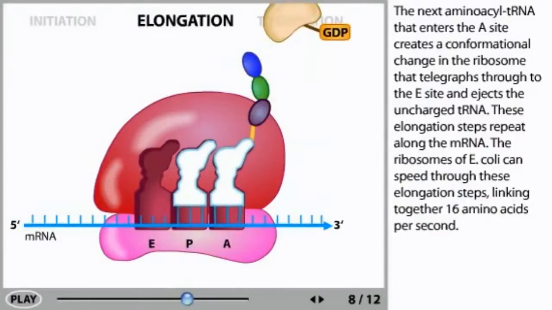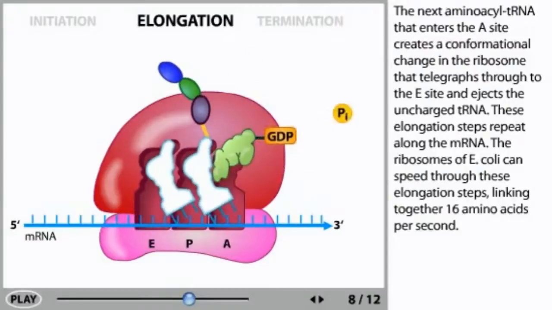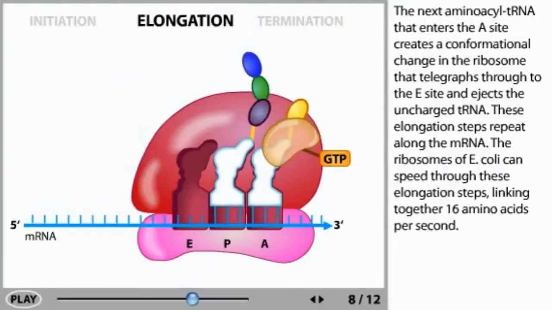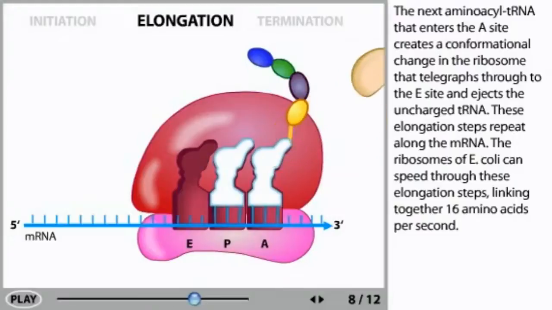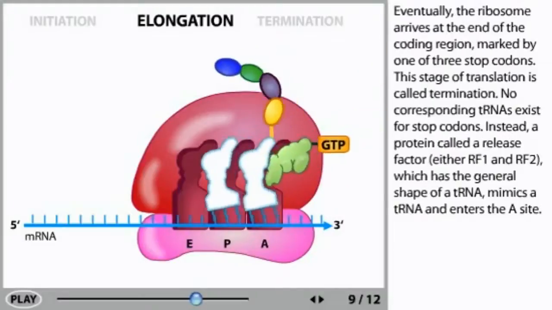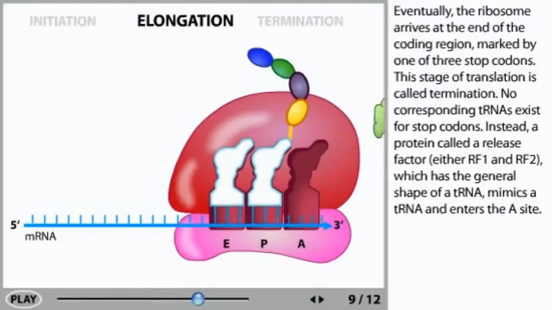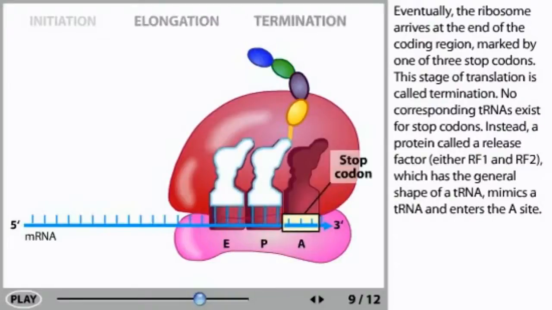These elongation steps repeat along the mRNA. The ribosomes of E. coli can speed through these elongation steps, linking together 16 amino acids per second. Eventually, the ribosome arrives at the end of the coding region, marked by one of three stop codons. This stage of translation is called termination.